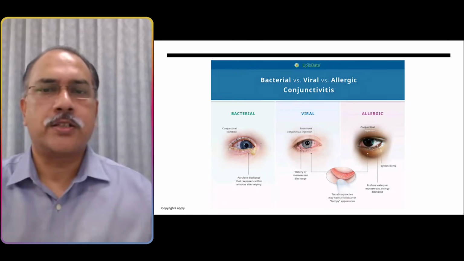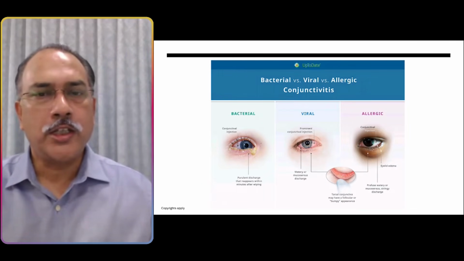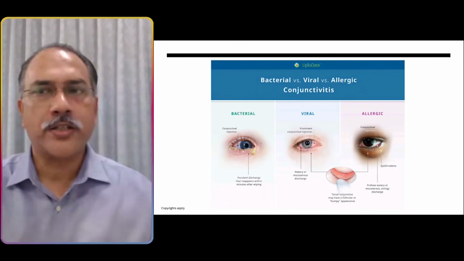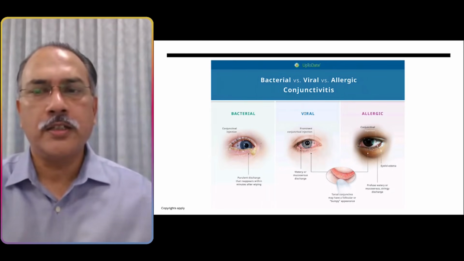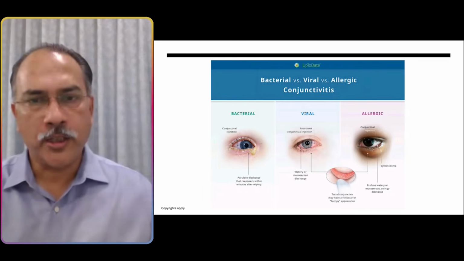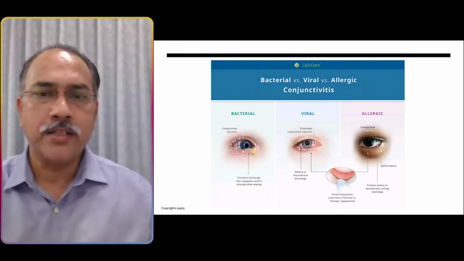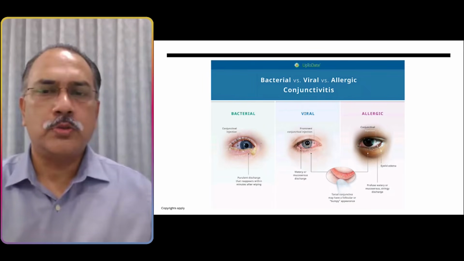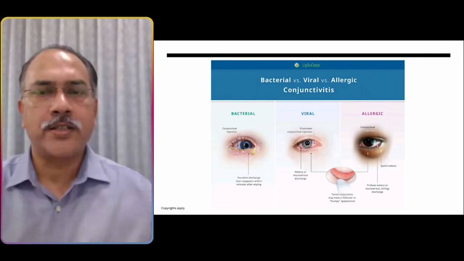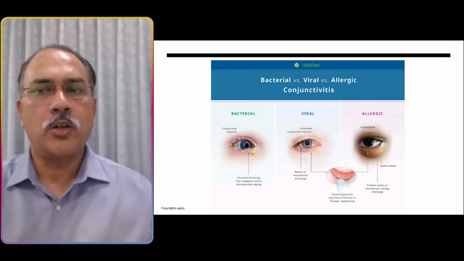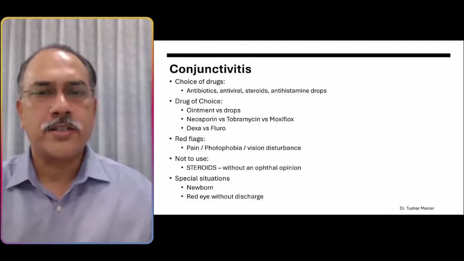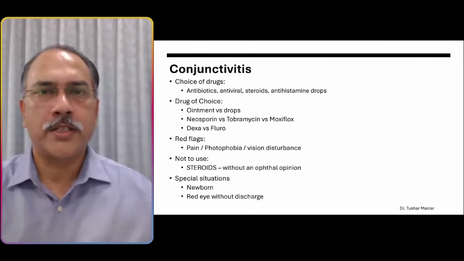If there is significant discharge, like the first image here on the left, you are talking about bacterial conjunctivitis, and you will give antibiotic drops. In very young children, please give antibiotic ointment because it stays longer and is easier to apply. When you are not sure whether there is enough discharge or whether it's viral, you can wait for a day or two, provided you have ruled out the red flags. So what are the red flags that you have ruled out? There should be no photophobia. There should be no vision disturbance. Mild pain can be there, but it should not be significant pain.